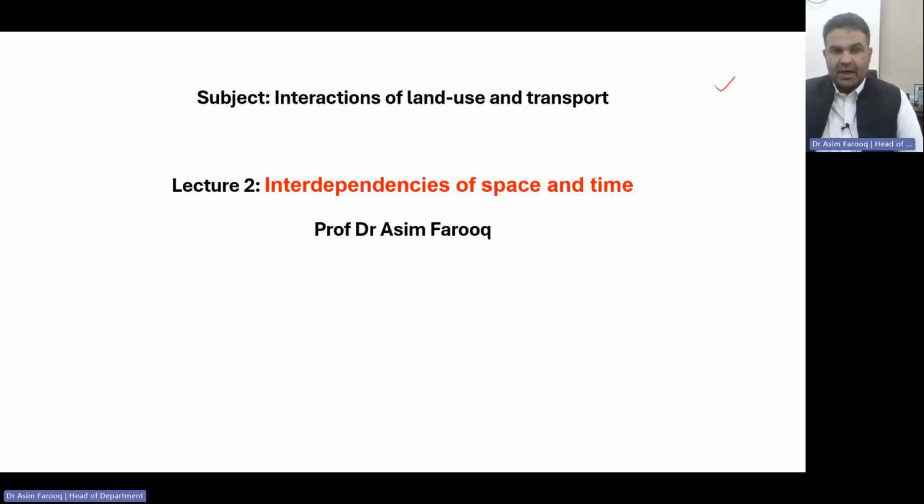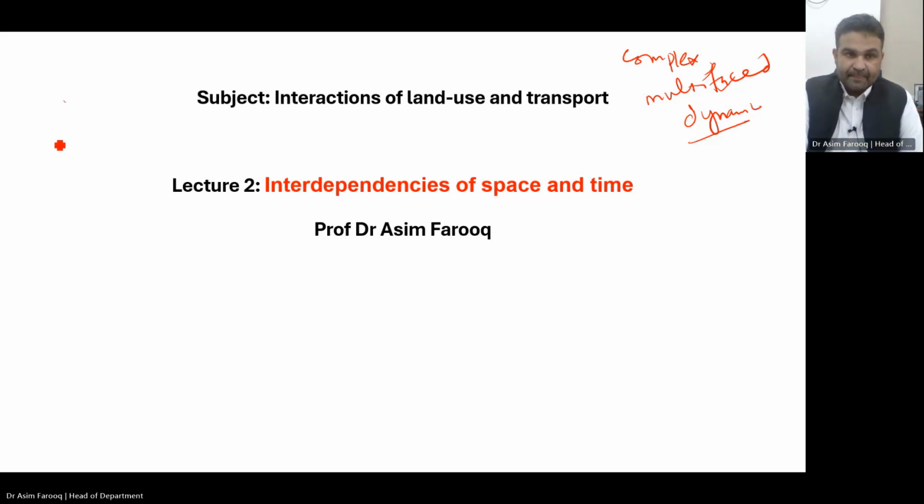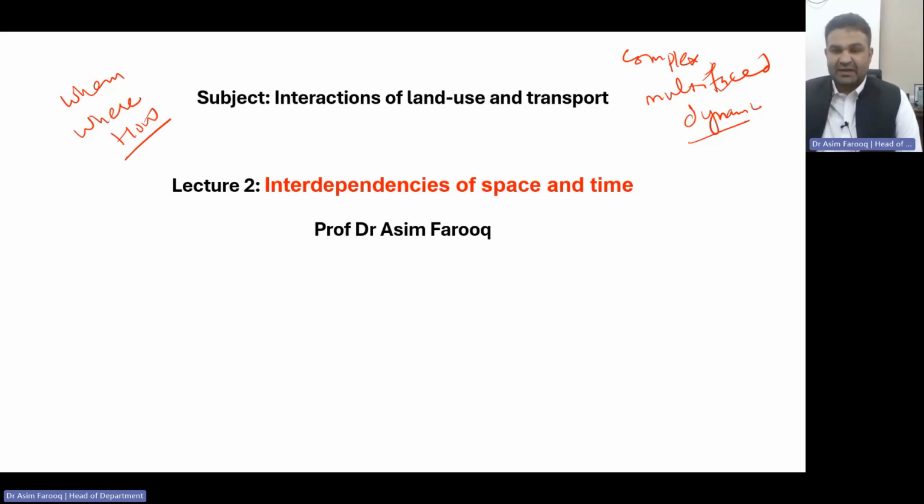human settlement. As you may be aware, the interaction between land use and transportation is a complex, complicated, multifaceted, as well as dynamic phenomenon. Land use development influences transportation-related decisions as well as behavior. It also influences when, where, and how the land and human development will take place.